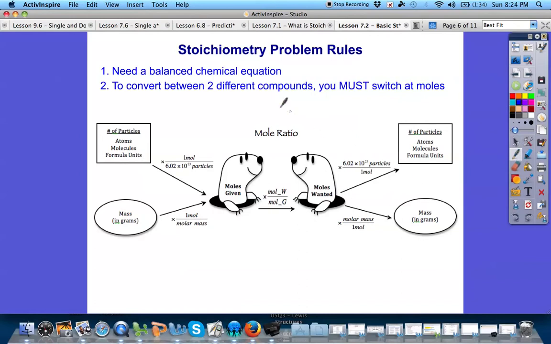So you have this stoich map in your packet on lesson 7.2. You also would have got one of these in class. If you missed class, make sure you ask me for one when you return.